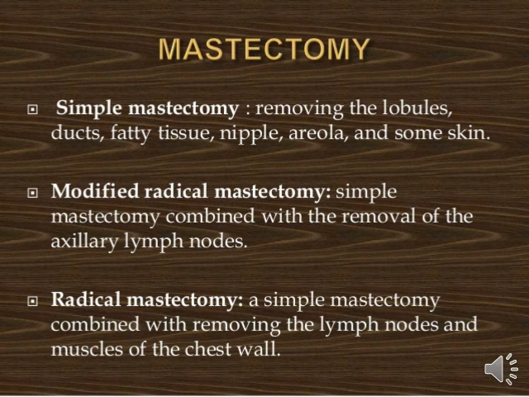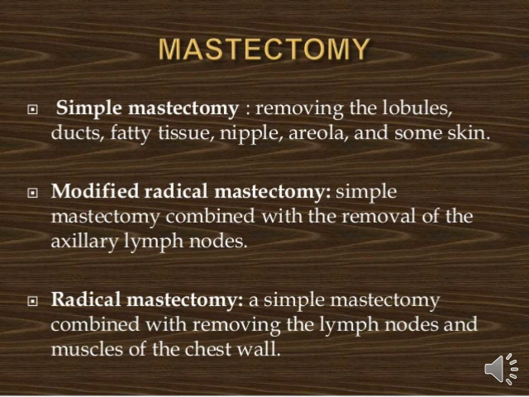Okay students, now the third thing is radical mastectomy: a simple mastectomy combined with removing the lymph nodes and the muscles of the chest wall also. So we remove the parts that come under simple mastectomy, as well as the lymph nodes, and the chest wall muscle is also removed in radical mastectomy surgery. So these are the components related to mastectomy surgery. I hope you all understand this particular thing.